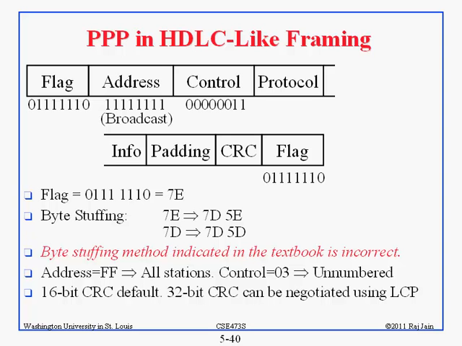Now the next question is, what do you do if there is a flag inside the data? So there is a rule called the byte stuffing rule. If you find 7E inside the data, replace it with 7D 5E.